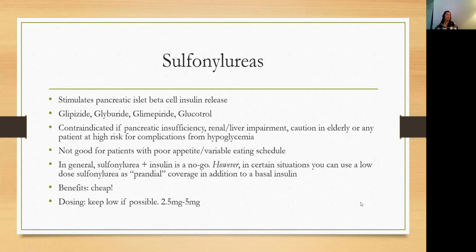The benefit of this is that they're cheap. And when you're dosing them, always try to keep your dosing as low as possible. So with glipizide, I usually do 2.5 to 5 milligrams once a day or twice a day. But really when you get up to 10, 15, 20, it's kind of unsafe. And when you get up in those high doses, it's probably not that effective anyways.